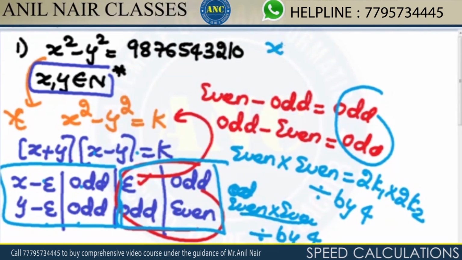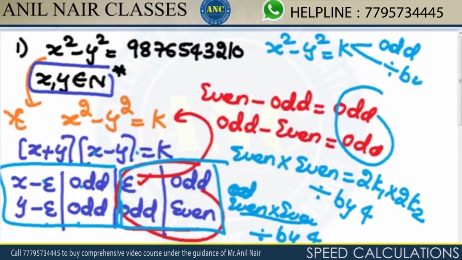That means if x square minus y square equivalent to k, k should be either an odd number or k should be divisible by 4. What is the divisibility rule of 4? Last two digits should be divisible by 4. 10 is not divisible by 4. Therefore, what will be the answer? Answer will be 0. Very, very important question which talks about number 3.